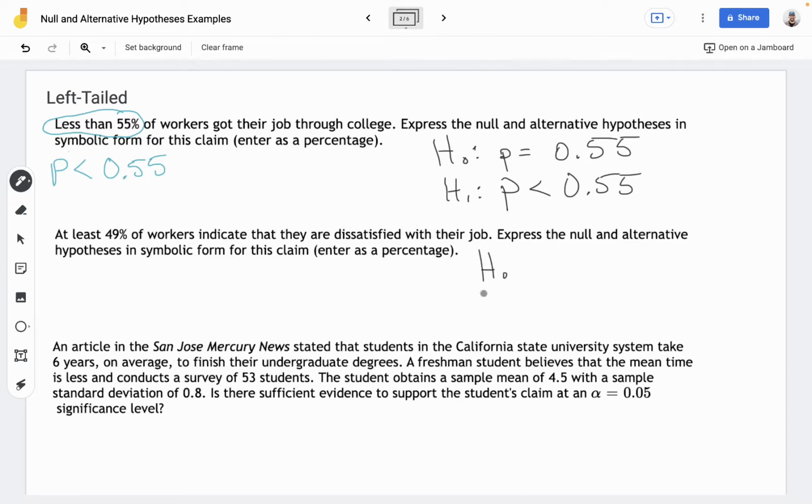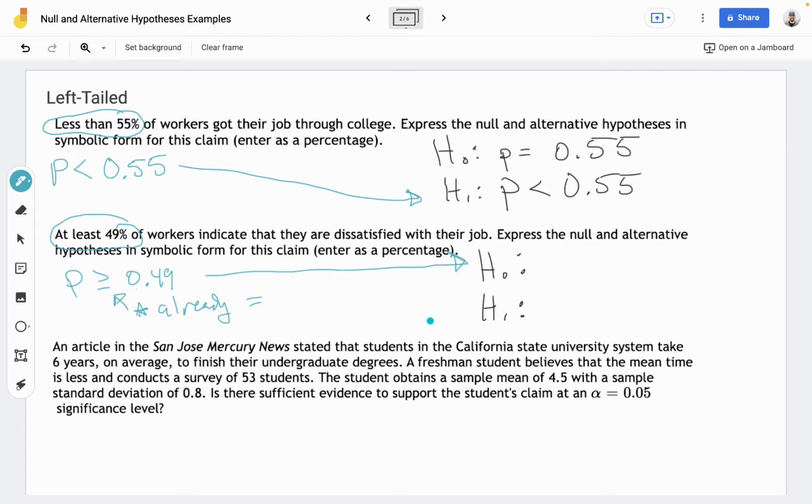In the next example, we have a slightly more challenging problem, because in this problem, the stated value of the population parameter is at least 49%. So that's P is greater than or equal to 0.49. Now this one already has equals, so we can't use that as the alternative hypothesis like we did up here. Here, this one is going to become the null hypothesis.